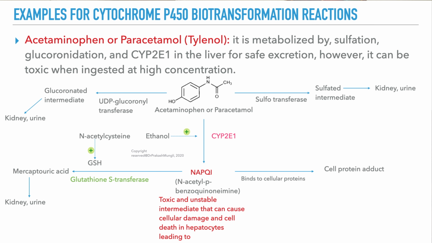As I have given here in the structure, acetaminophen or paracetamol is there in the center. As you can see, it can go on either side. On one side, it can go through the sulfotransferase reaction, sulfation, and be excreted out of our body in the urine. Or it can go to the UDP glucuronyl transferase enzyme, UDP glucuronidation, and the glucuronidated molecule will be excreted by the kidney in the urine. So this is how acetaminophen or paracetamol is mostly handled, by sulfation and glucuronidation.